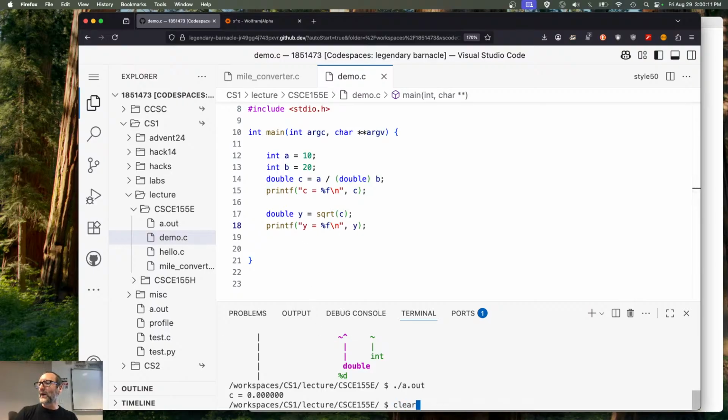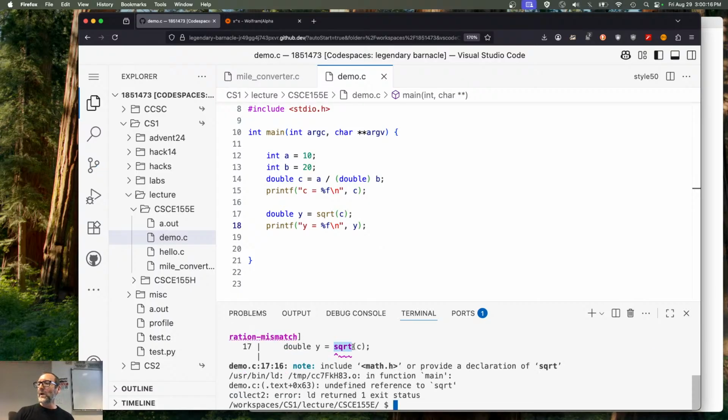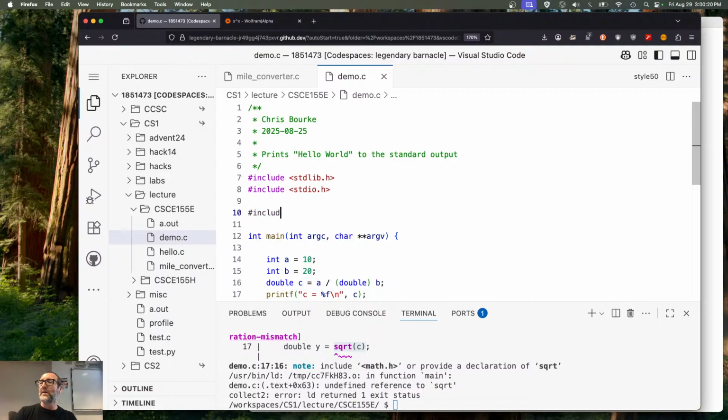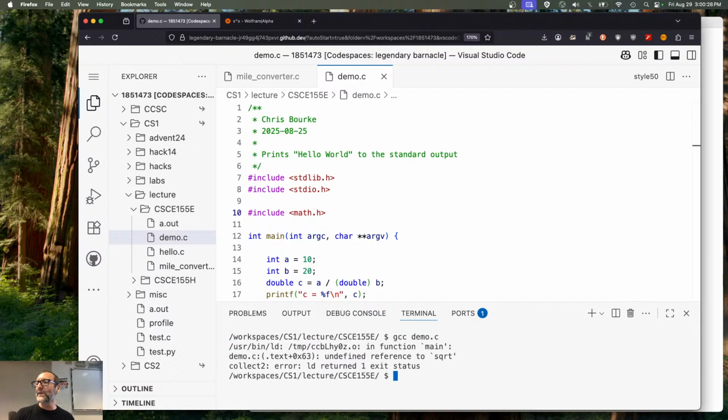And let me clear this out. GCC demo.c. There we go. Wait, well, first of all, what should I have done up here? I didn't include it at all. Include what? Math.h. There. Now let's clear this out, and let's see if GCC is okay with this. No, it's not. Wait, square root, I have no idea what that is.